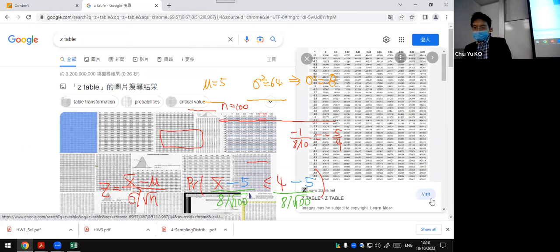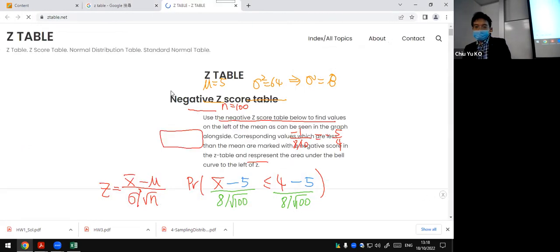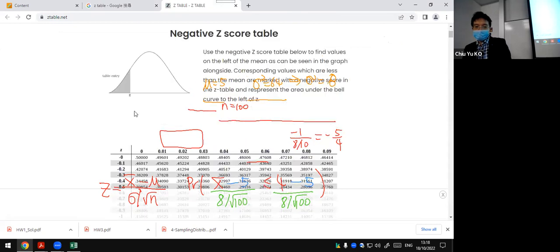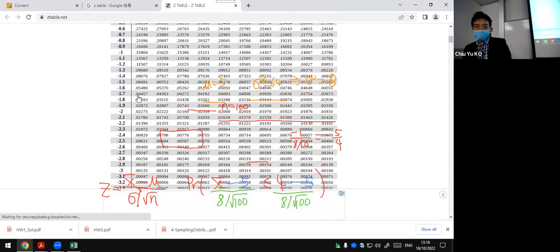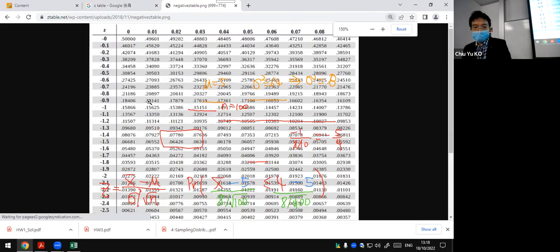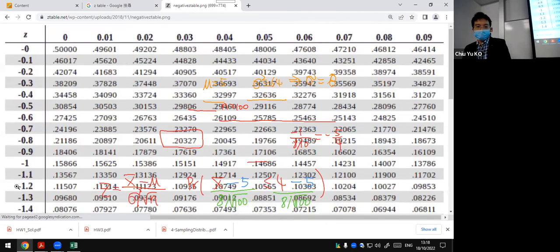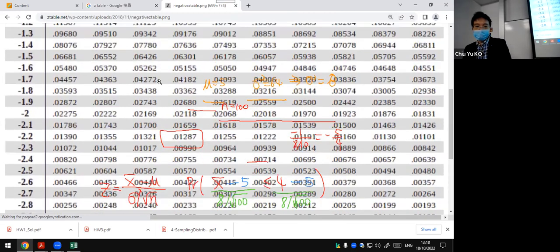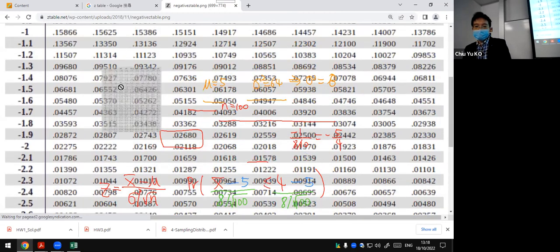So we have the Z table, and we have negative 1.25. We look at 1.2 here. Okay, that's good. So negative 1.2 is here, and 1.25 is over there. I don't know whether you can see clearly. 1.25 is this one, 0, 1, 2, 3, 4, 5, this one. It's 0.1056.